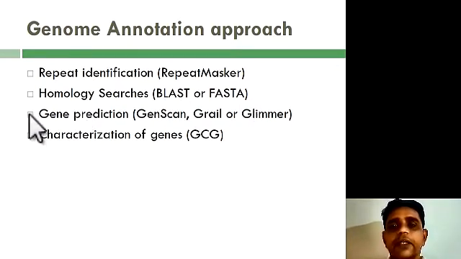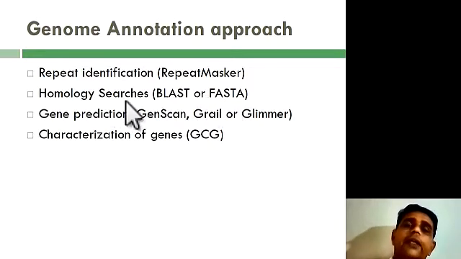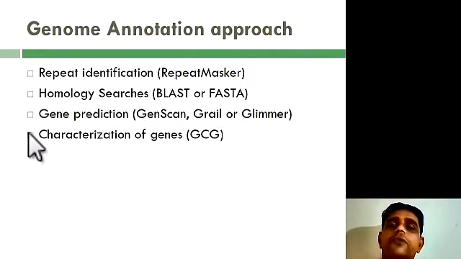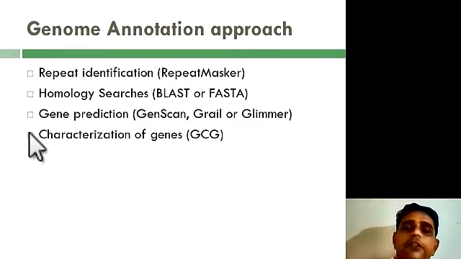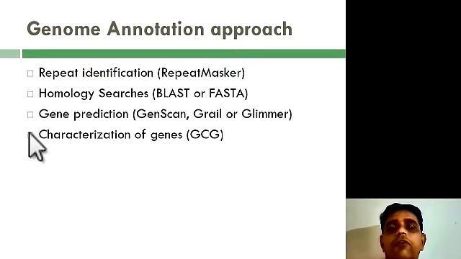The next step is that even when you get some new genome, and you are not getting similarity from the BLAST and FASTA search, then you will not get any result from this. What you can do is utilize a gene prediction tool. Some of the gene prediction tools we will see later in much more detail, but right now just remember the names of such tools: GeneScan, GRAIL or GlimmerM.